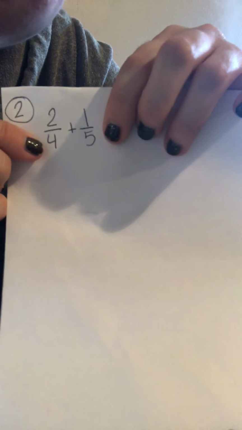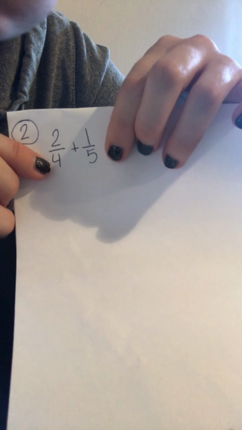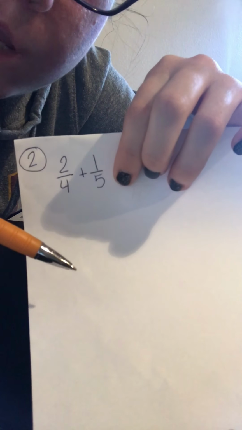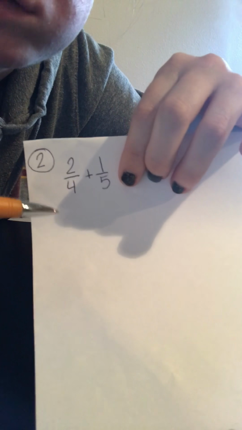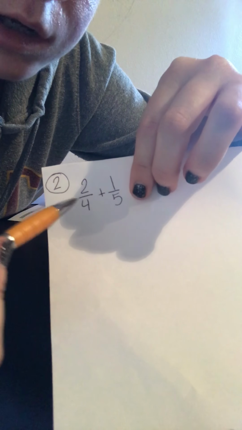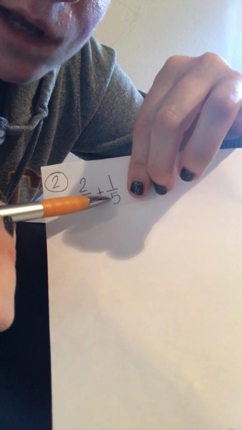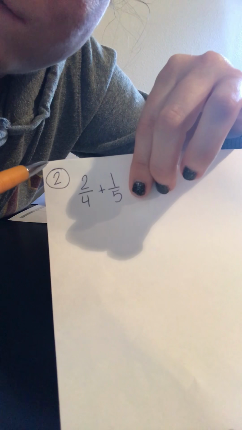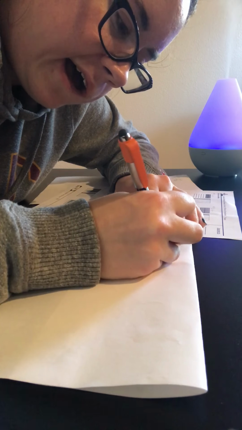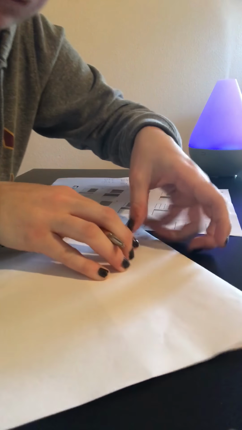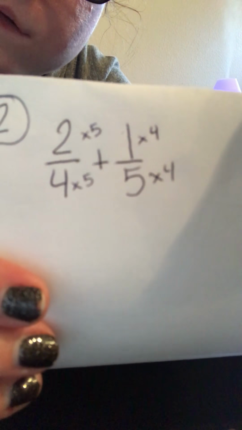So I'm trying to think of numbers that my denominators right here could go into. Can't really think of any. I know 5 is 5, 10, 15, 20. And I know that 4 goes into 20, so maybe that would be a place for me to start. So I'm going to multiply this numerator and denominator by 5, and this numerator and denominator by 4, because that'll give me 20 on the bottom for each one. That'll make the denominator the same. So times 5, times 5, times 4, times 4. Okay, so now my problem would look like that.